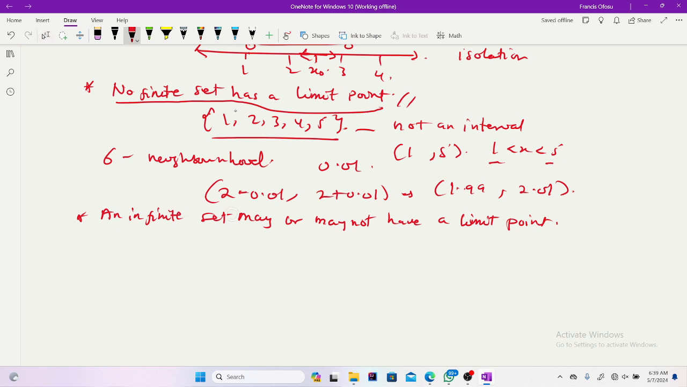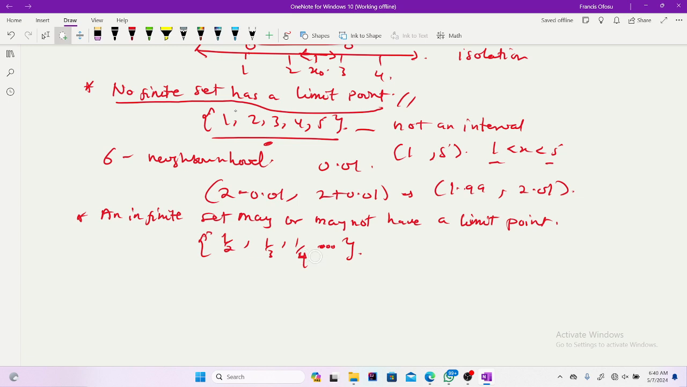So an infinite set may or may not have a limit point. That is it. So what is an infinite set? The first one we dealt with was a finite set, right? In this case, let's consider an infinite set. A set is covered by a curly bracket, okay? So you have something like 1 out of 2, 1 out of 3, 1 out of 4 towards infinity. You represent it with 3 dots. And we are saying that this particular set may or may not have a limit point, right?